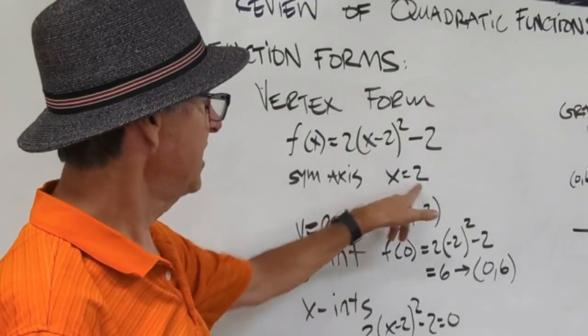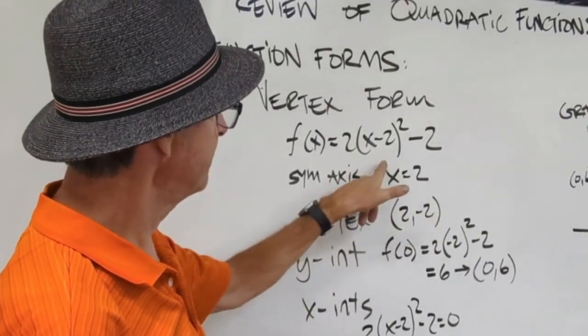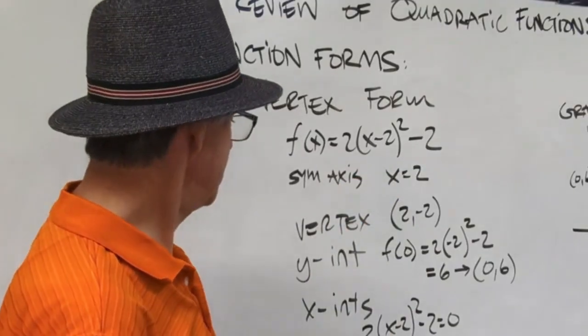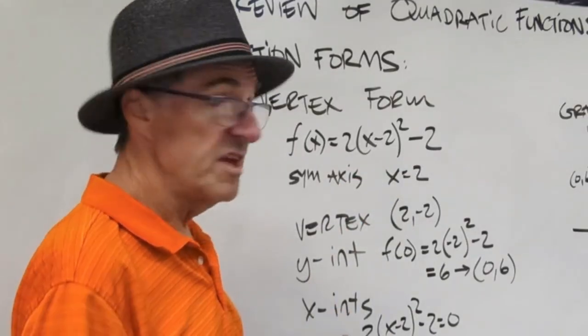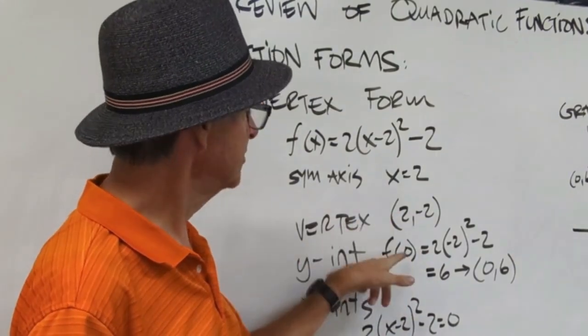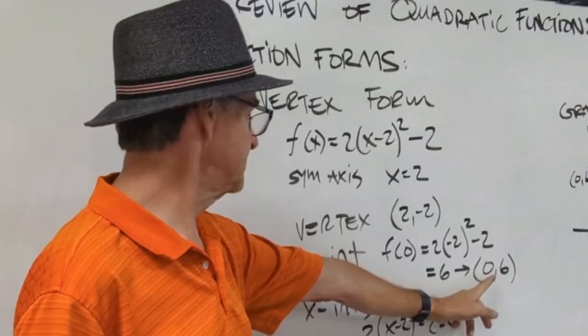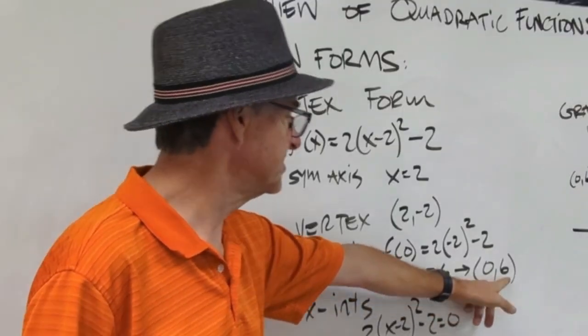My symmetry axis, x equals 2. My vertex, 2, -2. Those I get for free right from the form. My y-intercept, I know the x-coordinate of the y-intercept, that's just 0. So I need to put in 0 in the function, do my math, and it spits out a 6. So I know my y-intercept is at 0, 6.